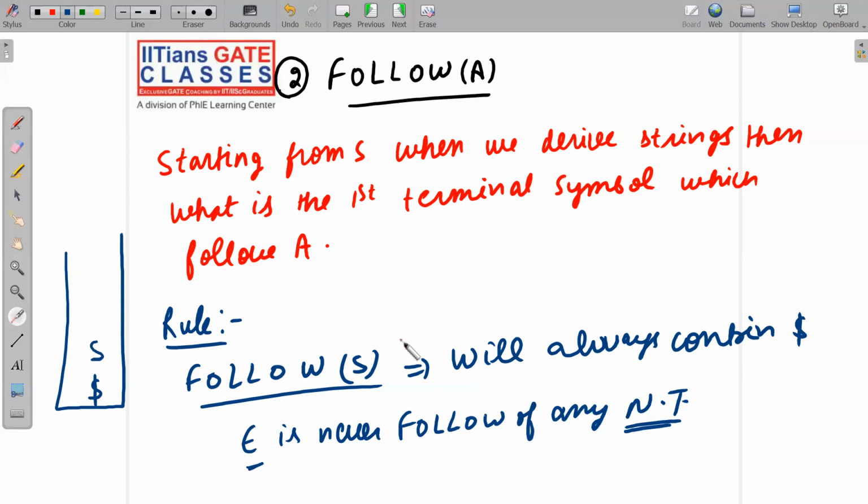So indirectly what I am saying is null is never follow of any non-terminal. Whatever non-terminal you take, null will never be in the follow. Why? Because dollar is present at the end, so how can null be the follow? In the worst scenario, you will get dollar. You cannot get null here. I hope I have made the point clear. The next question is how to find the follow. Please note it down, and I'm jumping to the next slide now.